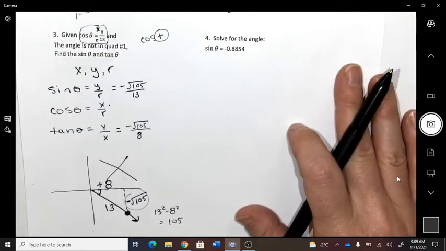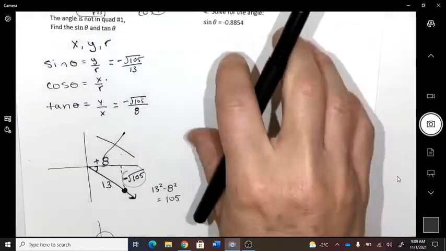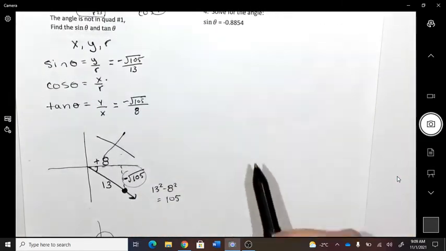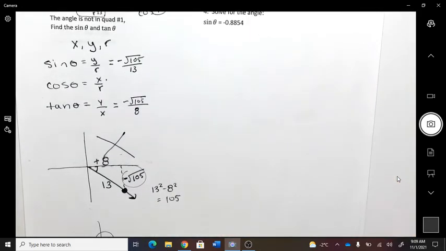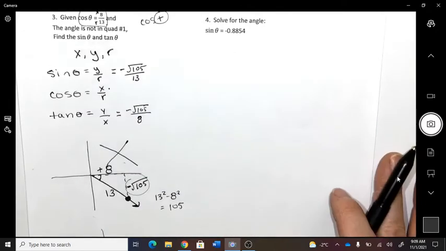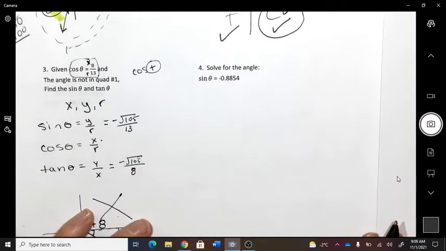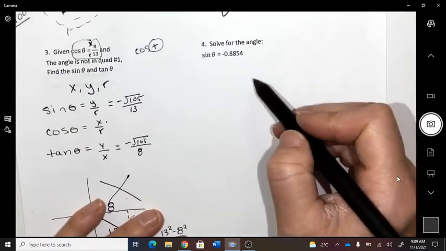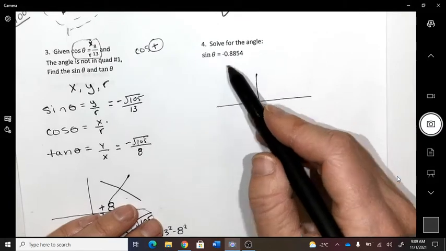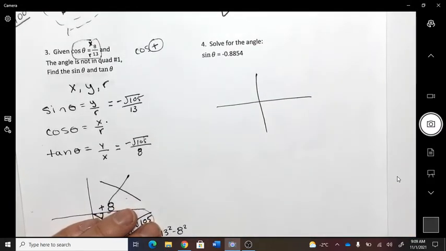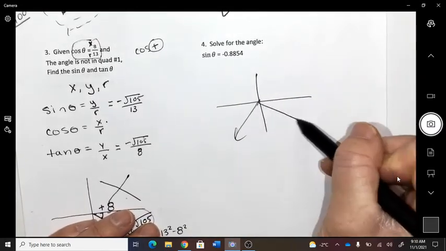Okay, solving for angles. So this is a level 1 situation here. I've already got the trig value. So let's start with the angle mode here. The first thing you do when we are in angle mode is figure out where our angle is. So quadrants, sine negative. Where's sine negative? The bottoms?